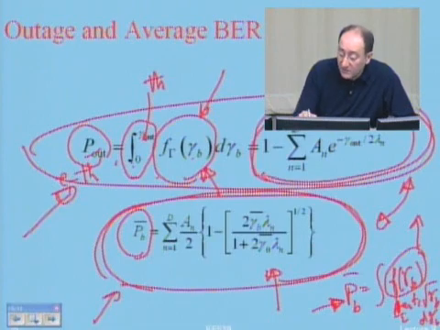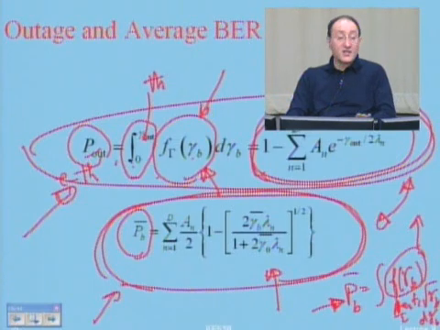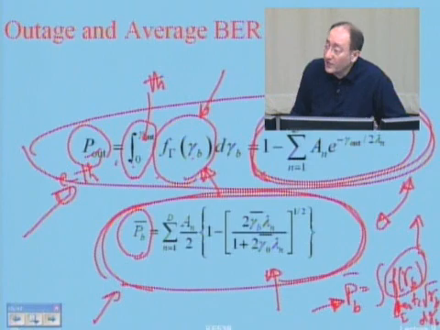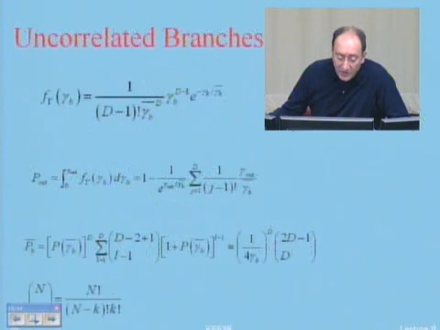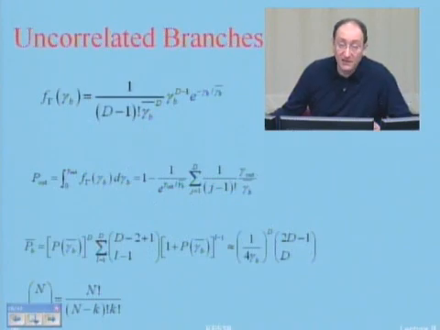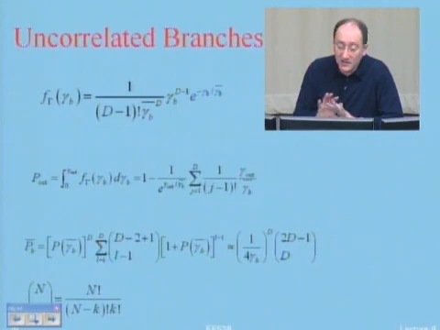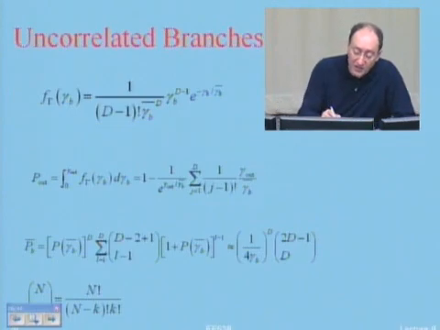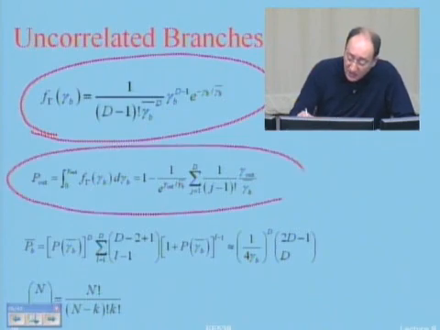And I ended up with this. Okay? These are one set of equations. These are the most generalized equations for any sort of correlation. But if you go to other books, for example John Proakis's book, they have other versions of this. The most popular version is for uncorrelated cases. If branches are uncorrelated, probability of error is something like that. Probability of outage is something like this.